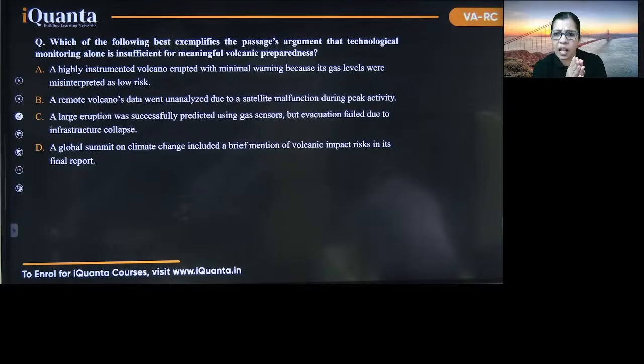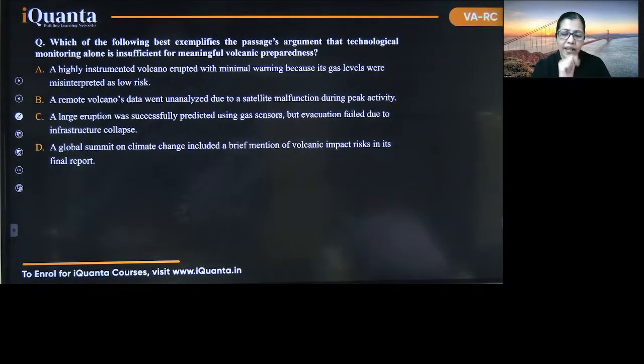Just go down and see, यहाँ पे question 3 का option C में देखो. A large eruption was successfully predicted. गैस सेंसर्स टेक्निकल थे उसके, गैस सेंसर्स लगाया आपने, यू कुड प्रेडिक्ट, बट इवैक्यूएशन फेल्ड ड्यू टू इंफ्रास्ट्रक्चर कोलैप्स. अब यहां पे ऑप्शन सी कम्स वेरी क्लोज, लेकिन इसमें दो पार्ट्स हैं. द स्टूडेंट कैन बी मिसलेड बाय ऑप्शन सी. उसको ये लगेगा कि अच्छा, लार्ज इरप्शन वाज सक्सेसफुली प्रेडिक्टेड, इवैक्यूएशन फेल्ड, तो इसलिए this is something जो हमारा interpretive वाला नहीं है. This is what the author is saying.